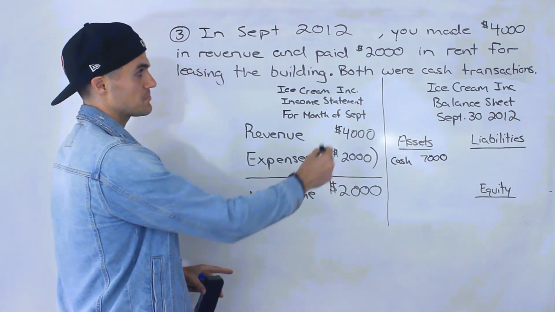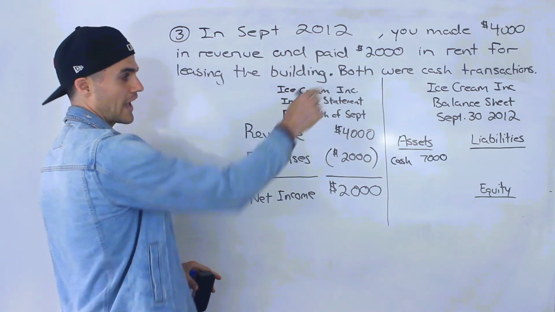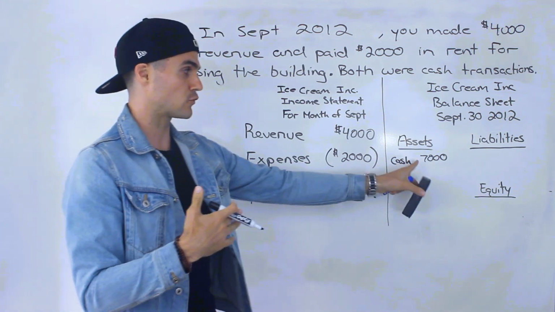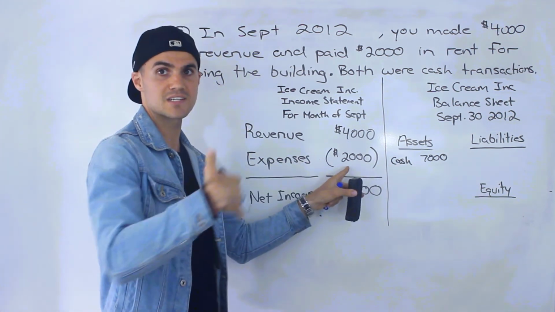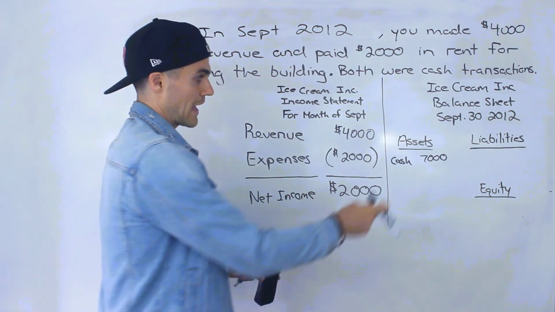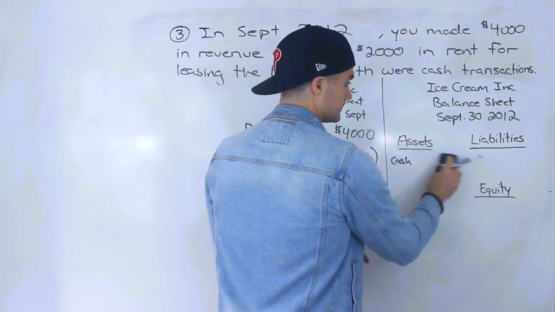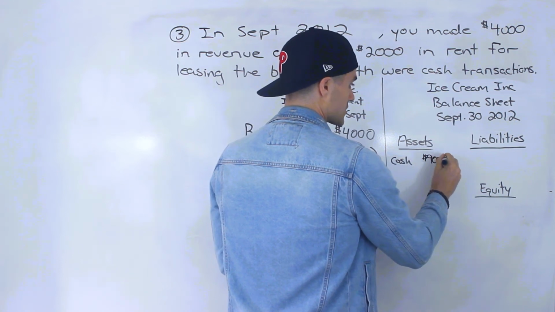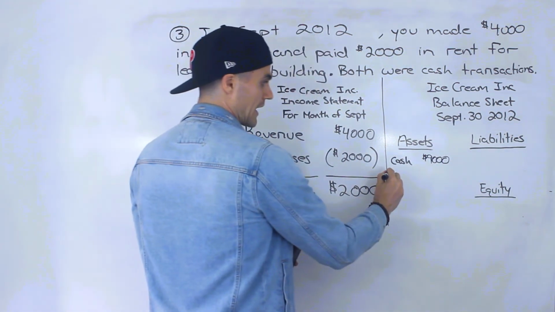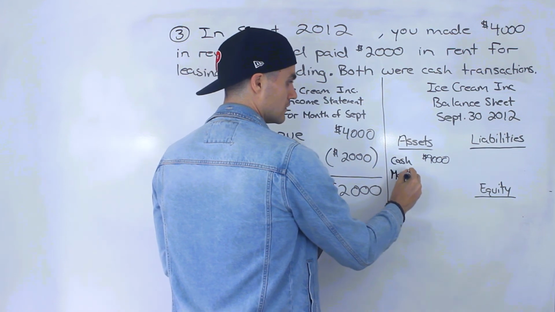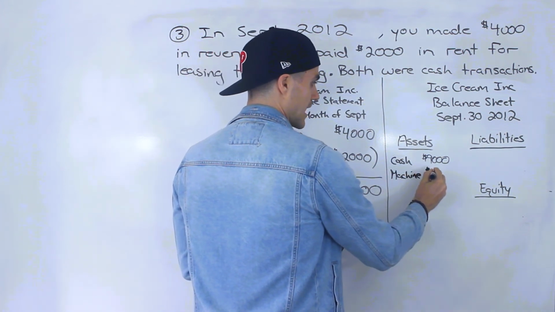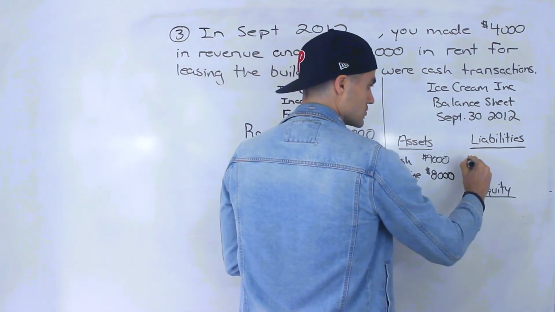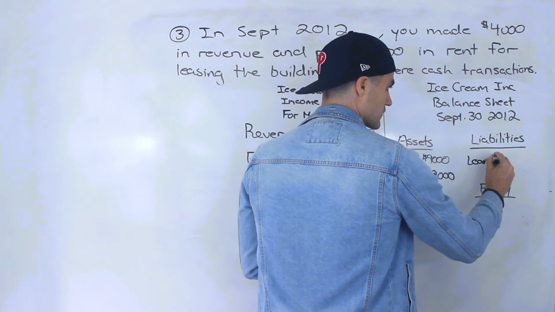But notice that that changed because both of these transactions were cash transactions. So the revenue, we received $4,000, so we would add $4,000 to this, but then for the rent, we had to spend $2,000. So we add $4,000, subtract $2,000, and we end up getting cash of $9,000 here. And then we have that machine on our books still, that's $8,000. The loan didn't change. That was $5,000.